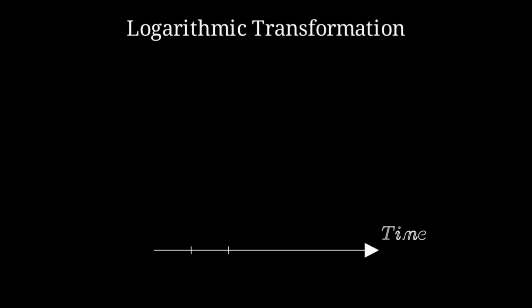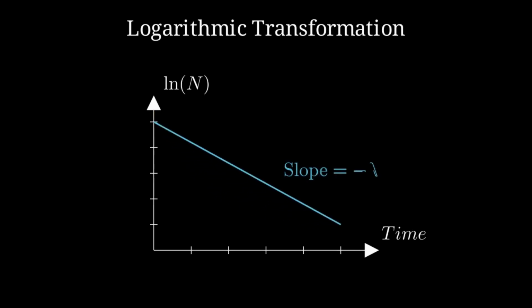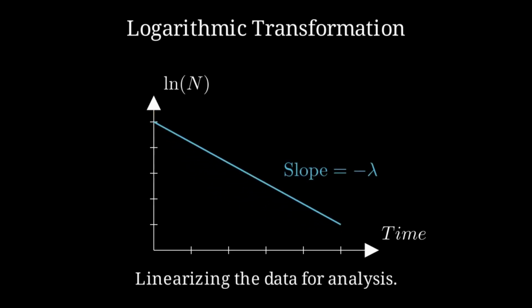Scientists often use logarithms to analyze decay. By taking the natural log of the amount remaining and plotting it against time, the exponential curve turns into a straight line. The slope of this line is the negative decay constant, making data analysis much simpler.